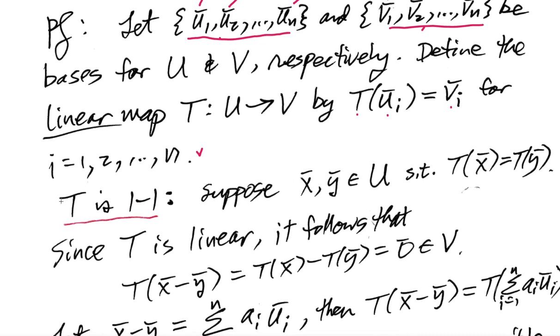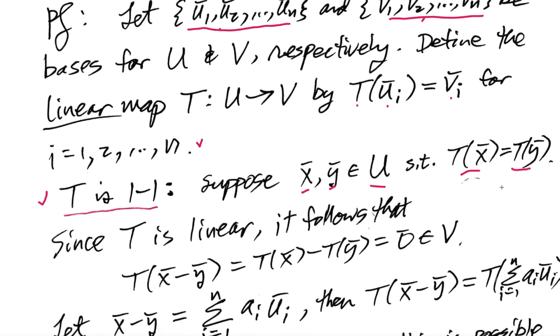Okay, the first thing we'll show is that it's 1-to-1. Suppose x bar and y bar are elements of the U vector space, and that they have the same image under T. So T of x bar is the same as T of y bar.